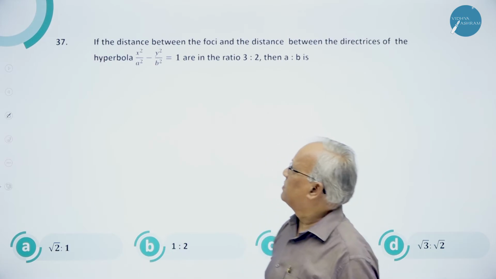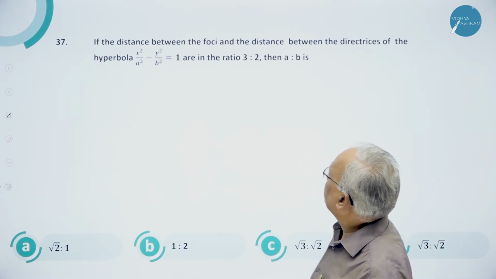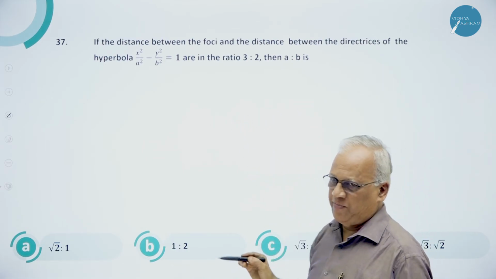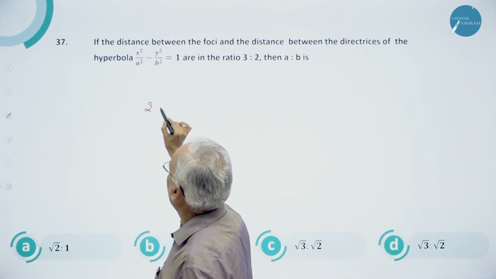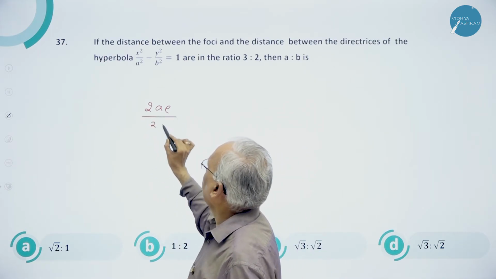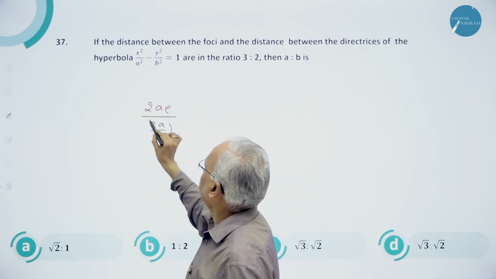Next question, number 37. The distance between foci and the distance between directrices of a hyperbola. You know, the distance between the foci of a hyperbola is 2ae. The distance between the directrices is 2a by e. You must know this.